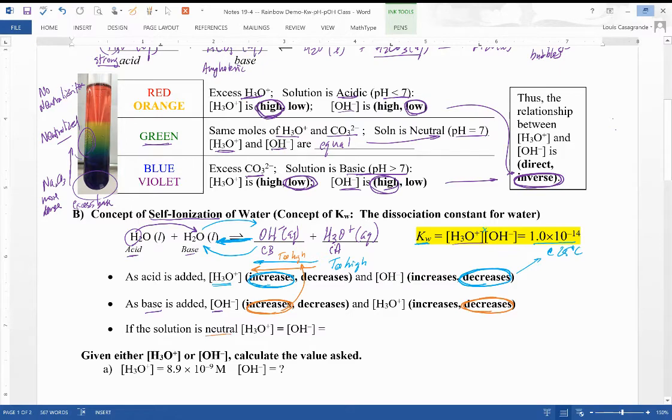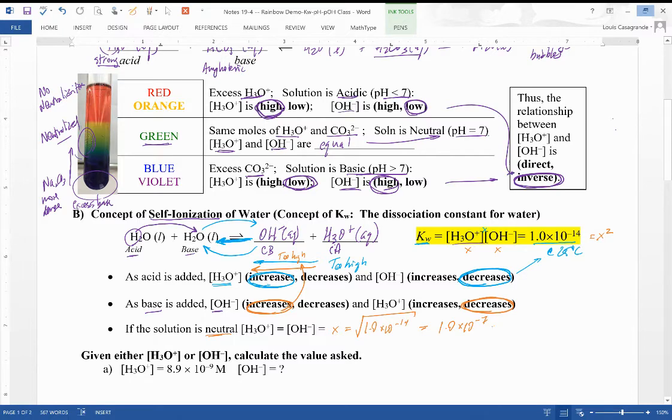In neutral solution, the two concentrations are going to be equal to each other. So if we call each of those concentrations X, those two concentrations are each X. But what is this number? This number is X squared, right? It's X times X is X squared. So X is going to be the square root of 1.0 times 10 to the minus 14. And that is equal to 1.0 times 10 to the minus 7.